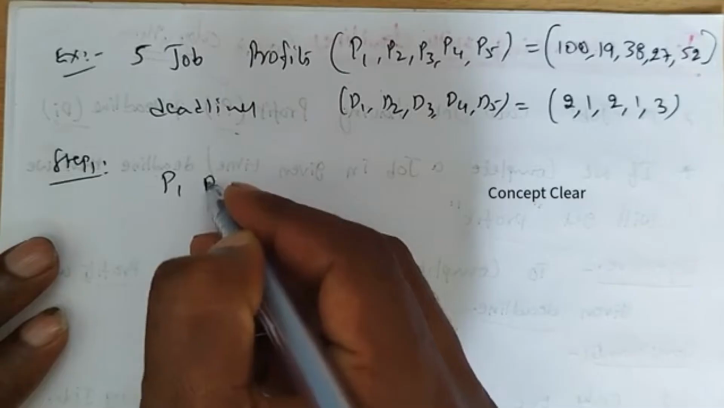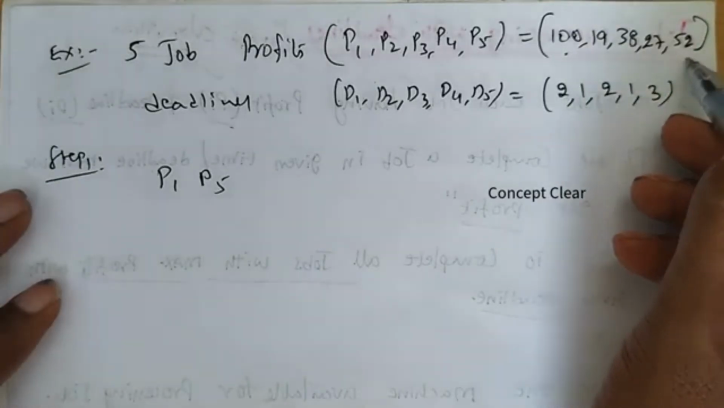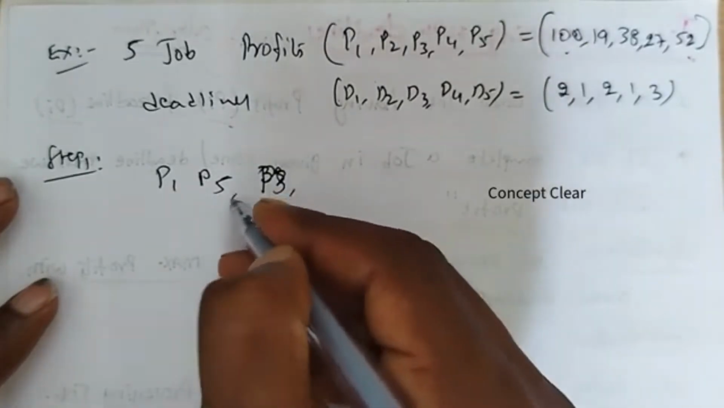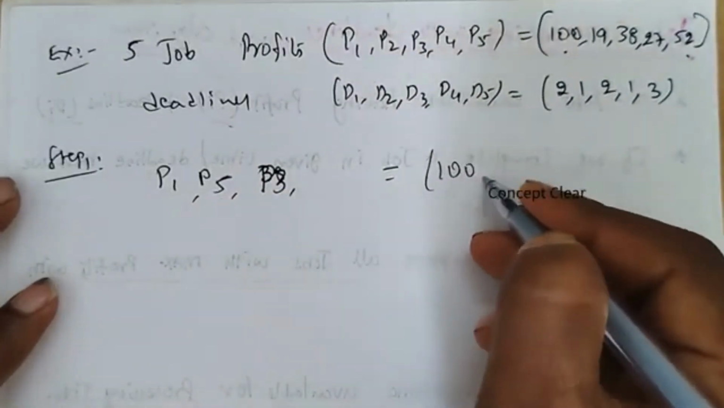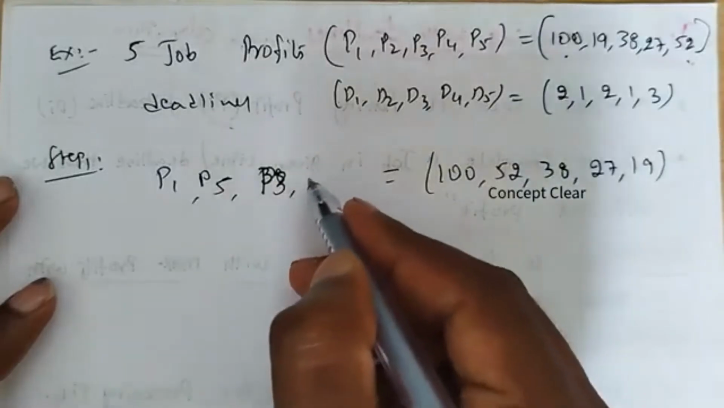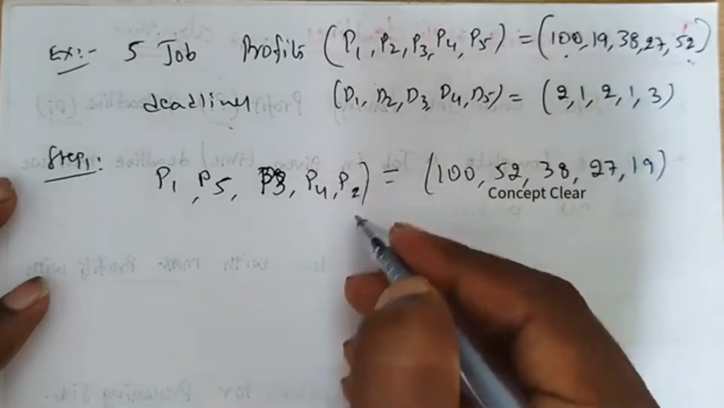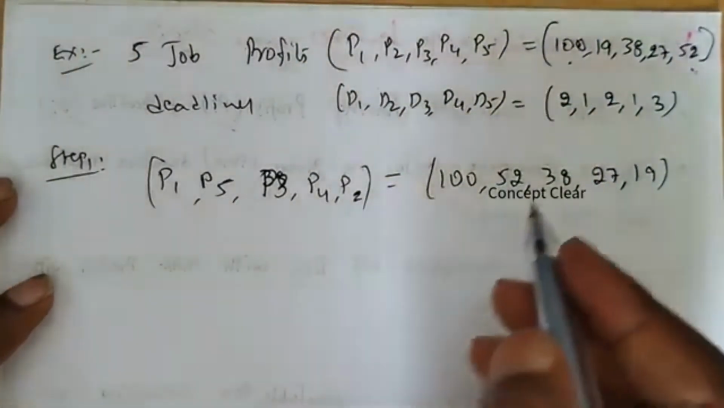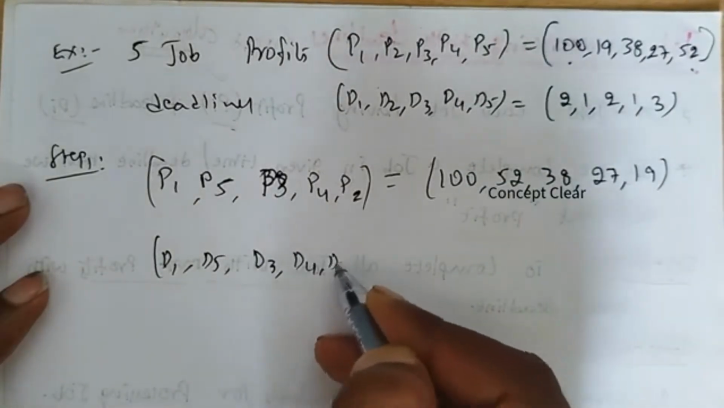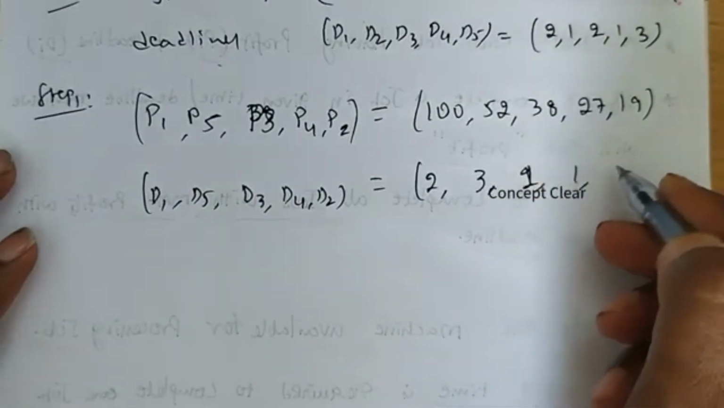Arranging according to profits in descending order: 100, 52, 38, 27, 19. So the jobs are P1, P5, P3, P4, P2. In the same way, we have to arrange the deadlines also: D1, D5, D3, D4, D2. And what are the D values? 2, 3, 2, 1, 1.